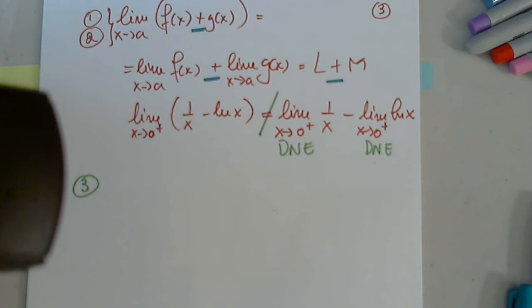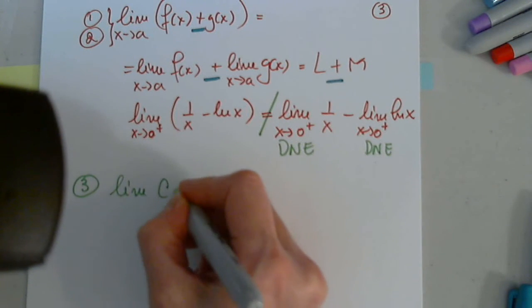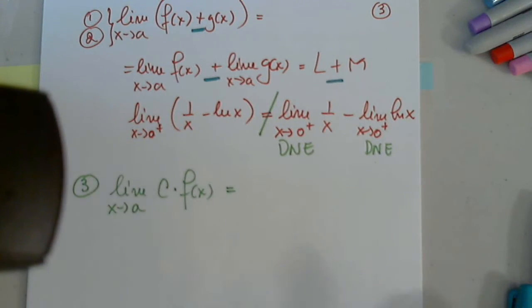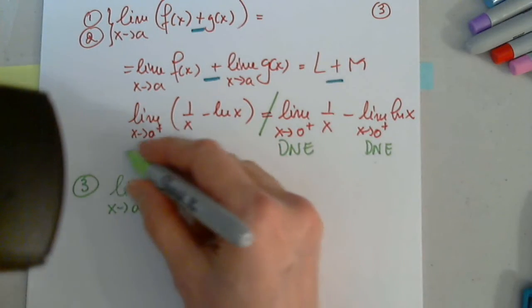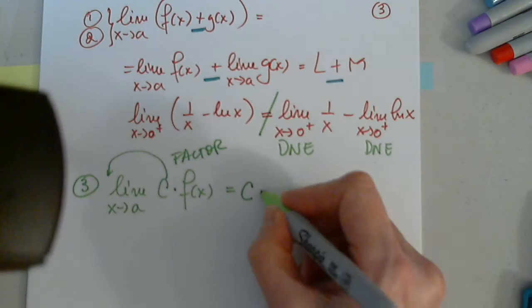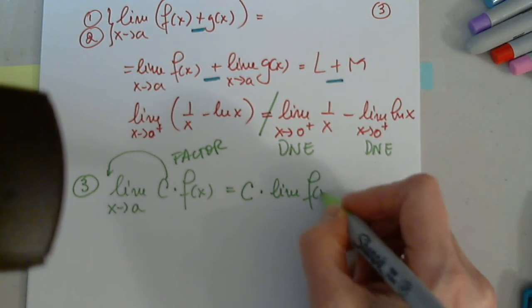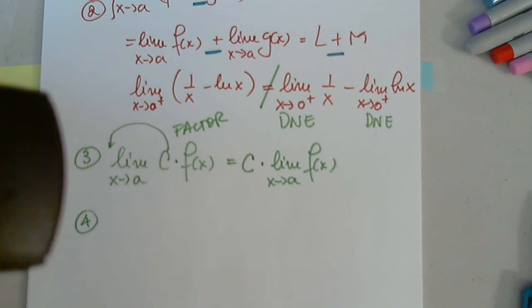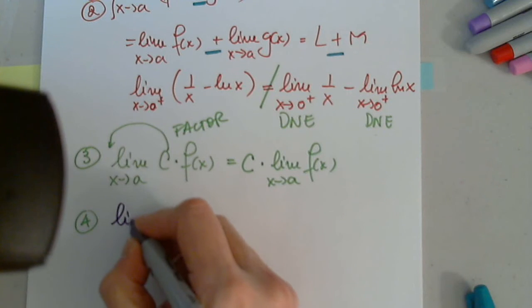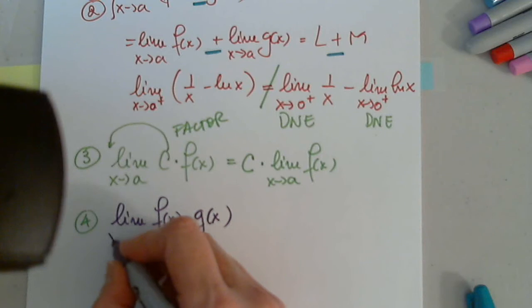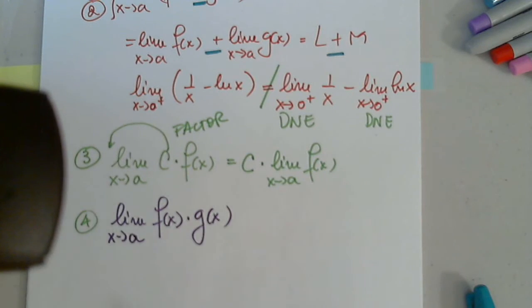Number 3. The limit of a constant times f of x as x approaches a. Common sense, c goes in front because it's a factor. So it's c multiplied by limit of f of x as x approaches a. And limit law number 4. The product now.